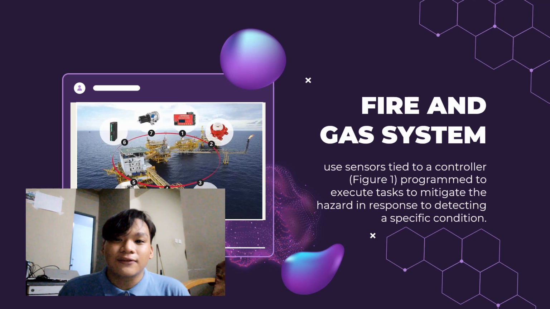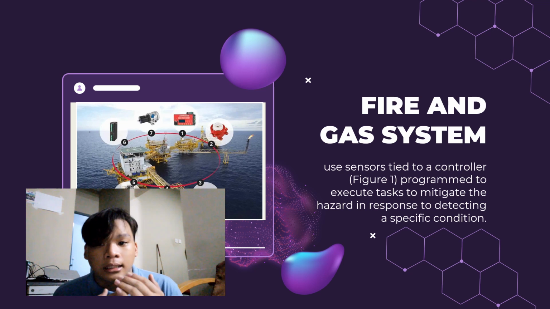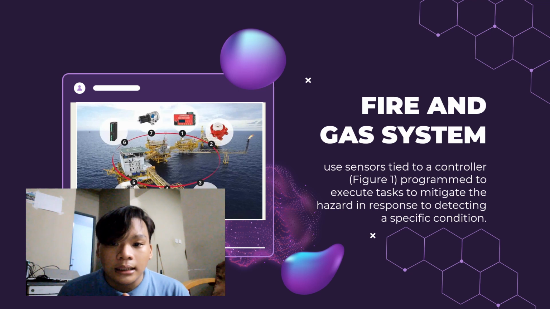The last one is the fire and gas system. A fire and gas system uses a sensor tied to a controller programmed to execute tasks to mitigate the hazard in response to detecting a specific condition. Typical hazards include unignited release of combustible or toxic gases and liquids, or the presence of an open fire if an ignition source has been found.